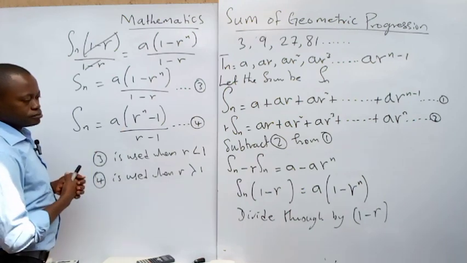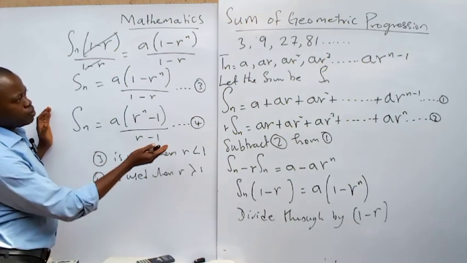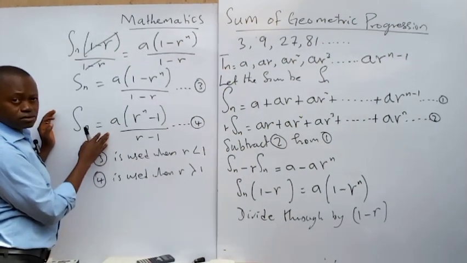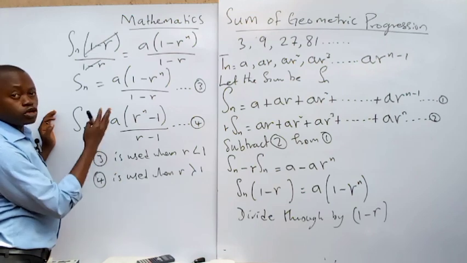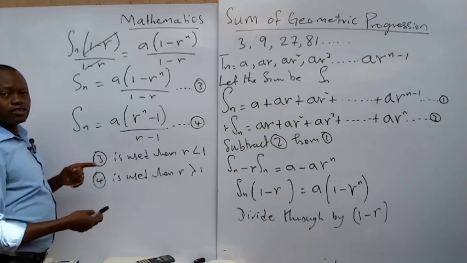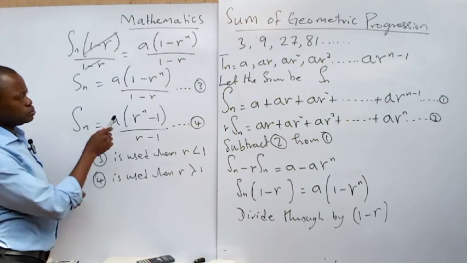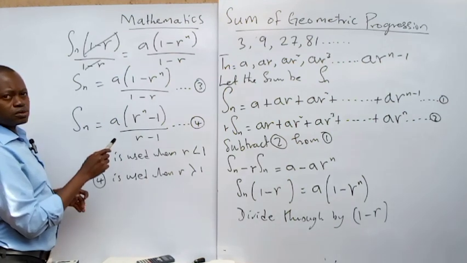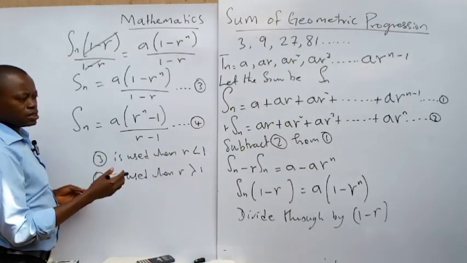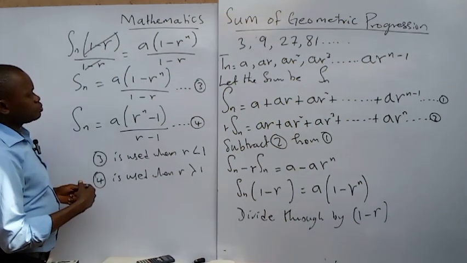So my brothers and my sisters, this is how we can derive the mathematical expression for calculating the sum of a geometric progression. In the next video, we will start applying it. We'll start looking at how we can use either of these. The problems I'm going to solve, I'm going to pick them directly from past questions, so that you see how you can handle problems over there.